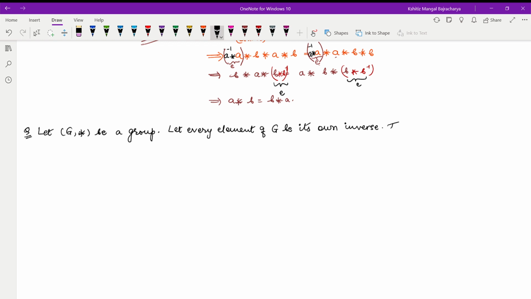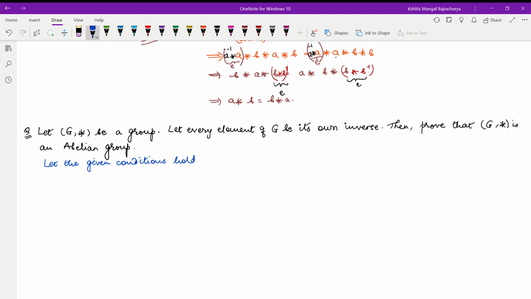Then prove that G star is an abelian group. Okay, you can find this problem on almost every textbook out there. Some of them state and prove it as a theorem, but most of the textbooks include this as an exercise. Okay, now let's just be a little bit lazy and write: let the given conditions hold.